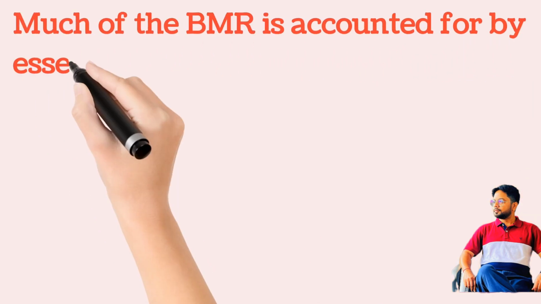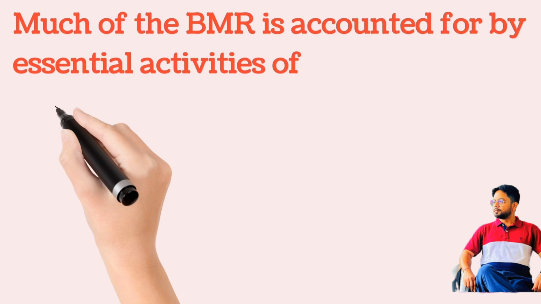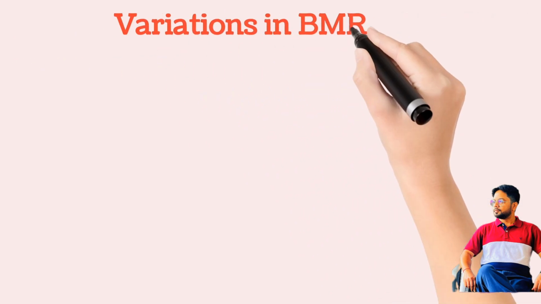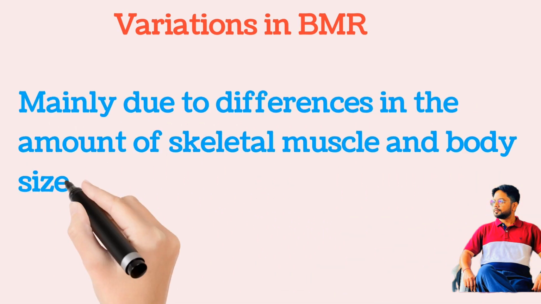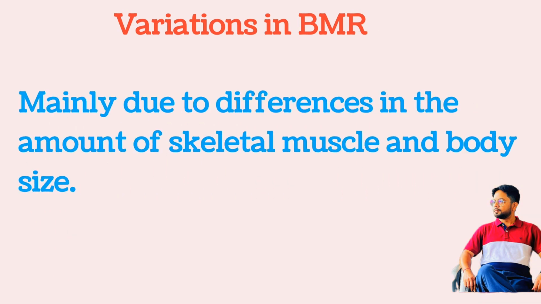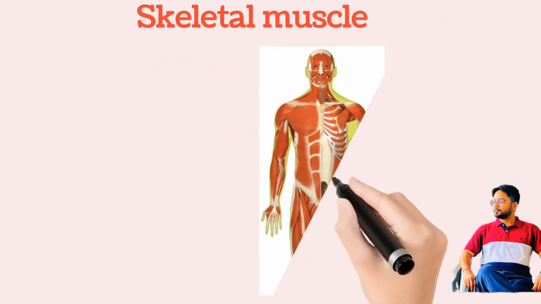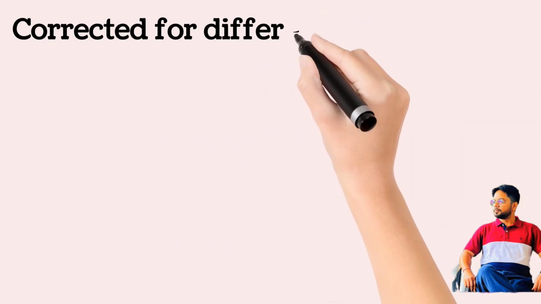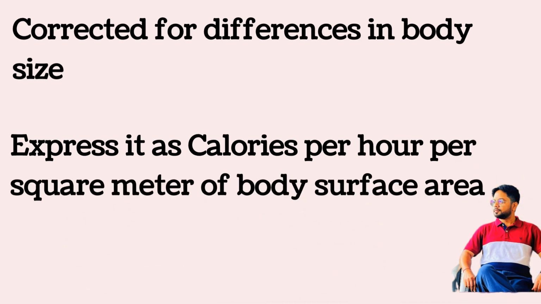Although much of the BMR is accounted for by essential activities of the central nervous system, heart, kidney and other organs, the variation in BMR among different persons is related mainly to the differences in the amount of skeletal muscle and body size. Skeletal muscle, even under resting conditions, accounts for 20 to 30% of the BMR. For this reason, BMR is expressed by calories per hour per square meter of body surface area calculated from height and weight.